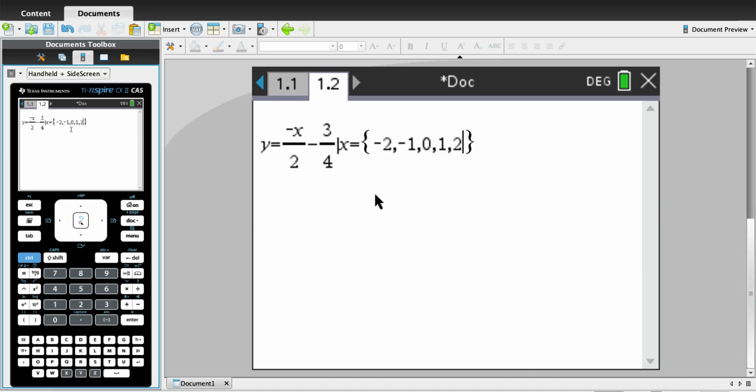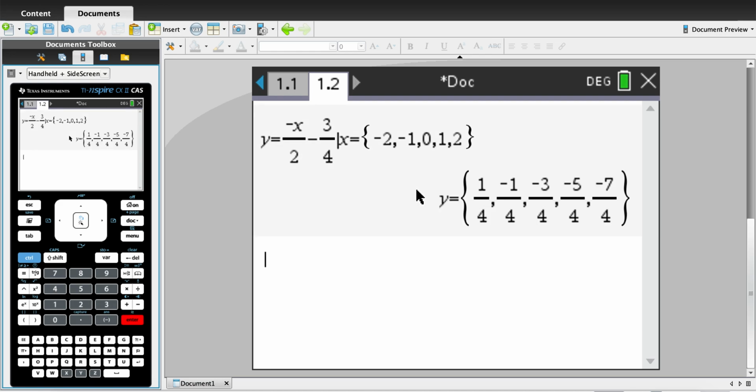So basically what I'm saying to the CAS is I want you to use this function, and I want you to sub in these values of x and tell me what the value of y is going to be like. So when I press enter, it's giving me the values of y. So it's saying when x is equal to -2, y is equal to 1/4. When x is equal to -1, y is equal to -1/4, and so on.